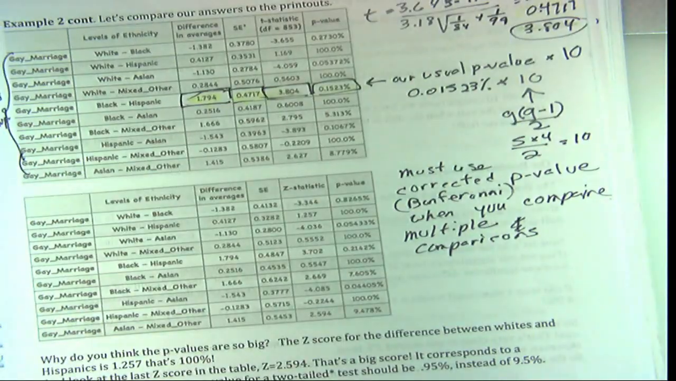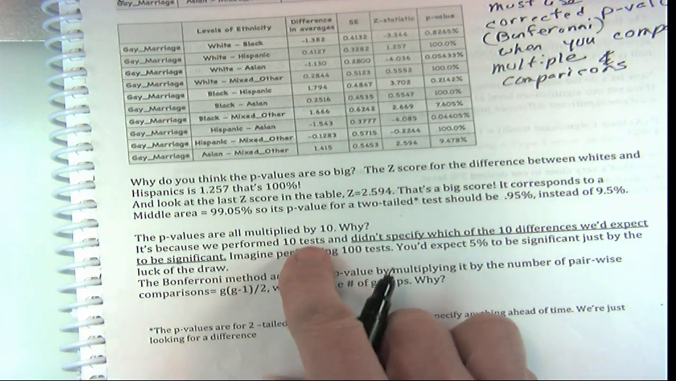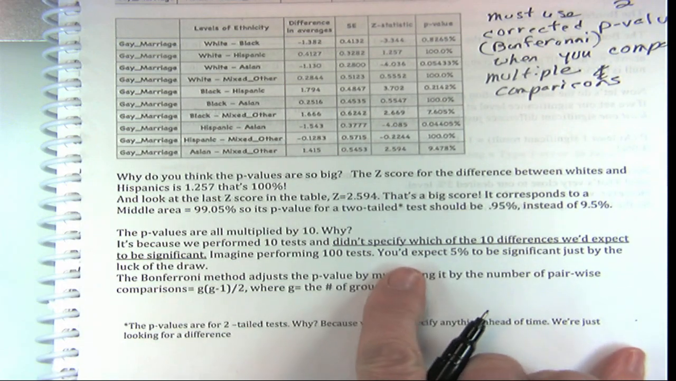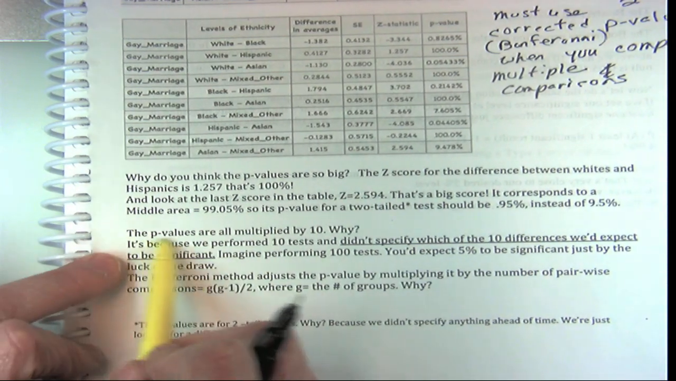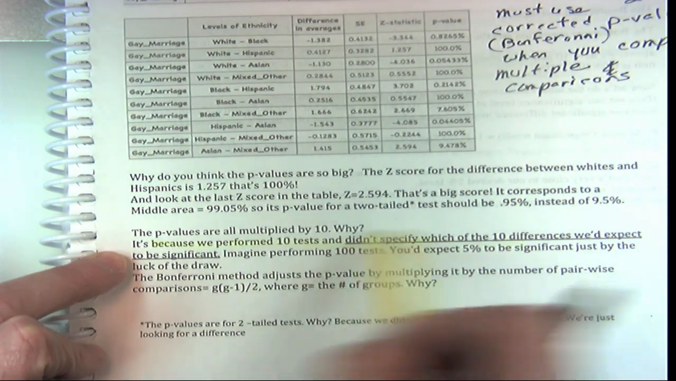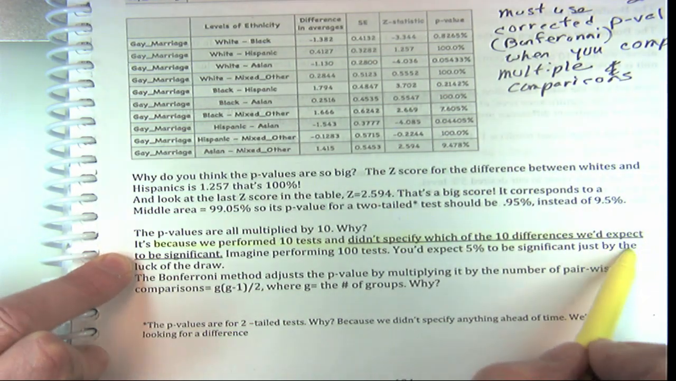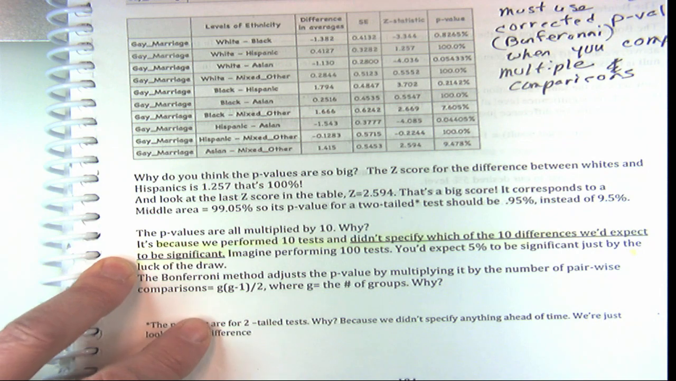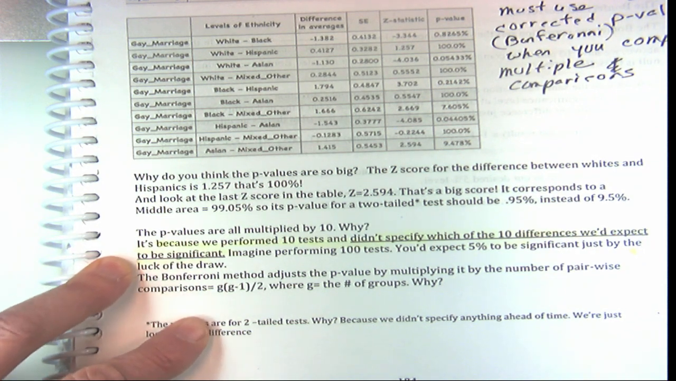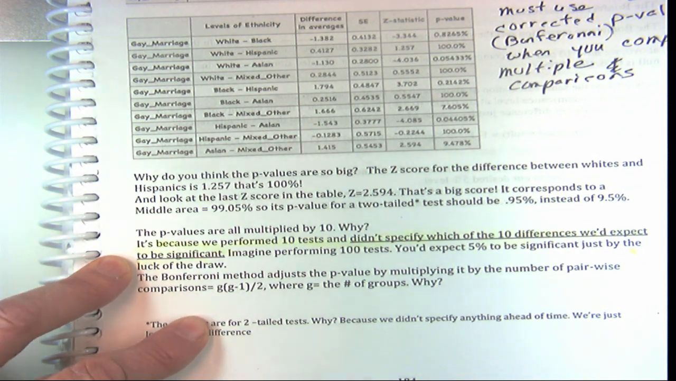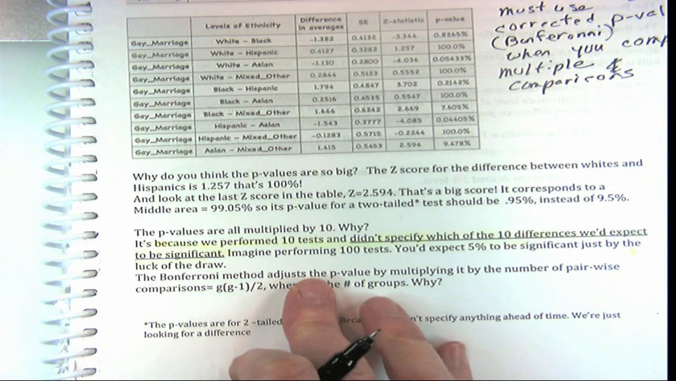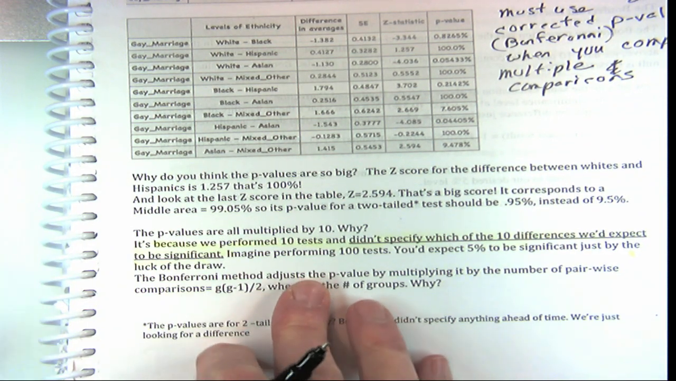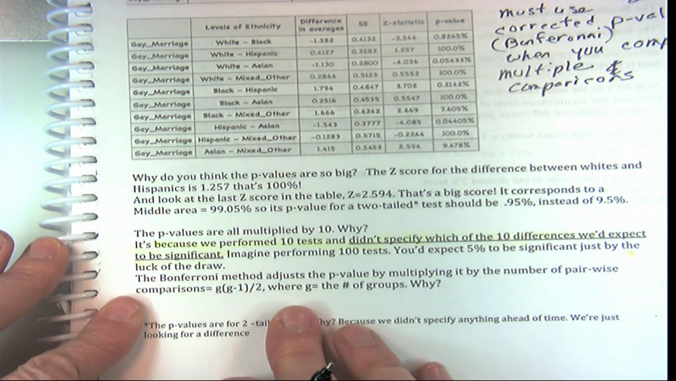The p-values are all multiplied by 10. Why? It's because we performed 10 tests and didn't specify beforehand which of the 10 differences we'd expect to be significant. We looked at the data and did something called a post-hoc comparison, a comparison made after looking at the data.